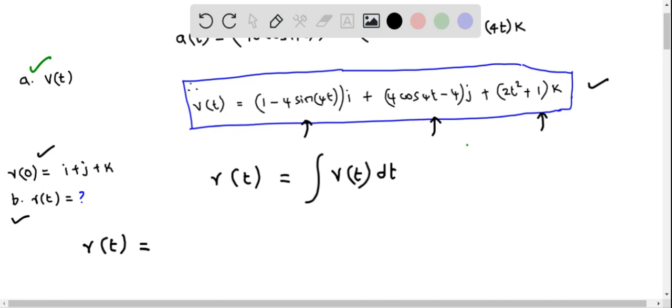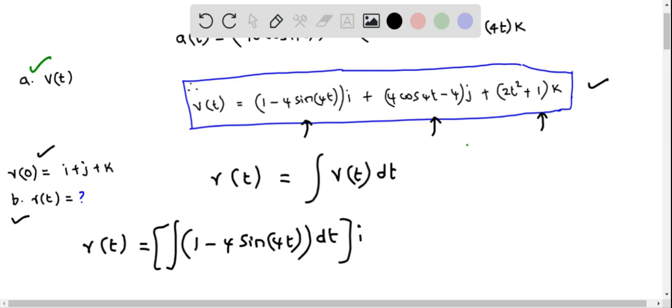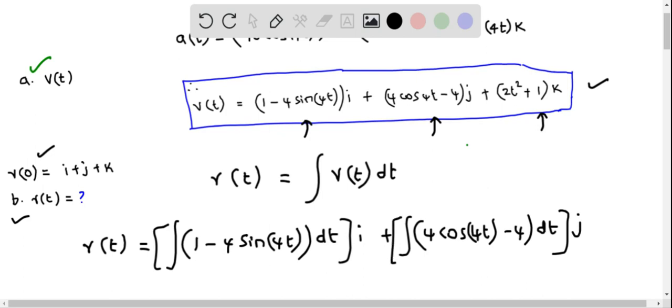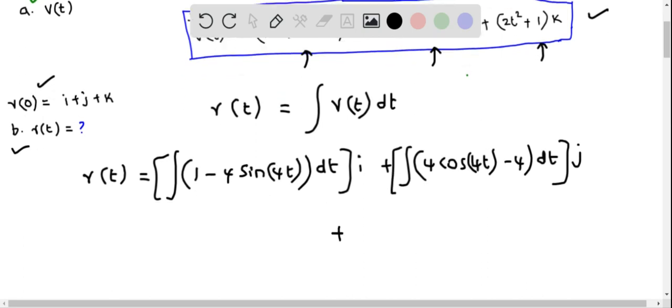This equals the integral of the i component, which is 1 minus 4 times sine 4t, and this is with respect to time, so we put dt, and this is for the i component. Plus for the j component it is 4 cos 4t minus 4. We integrate with respect to time, so this is for the j component, and finally for the k component it is 2t squared plus 1 dt. This is the integral for the k component.